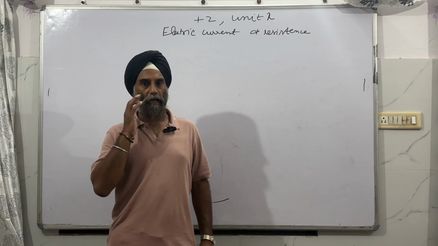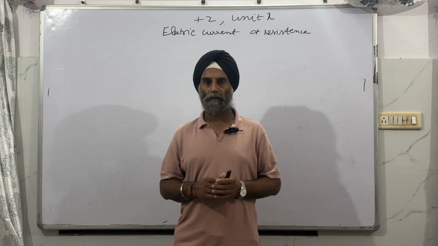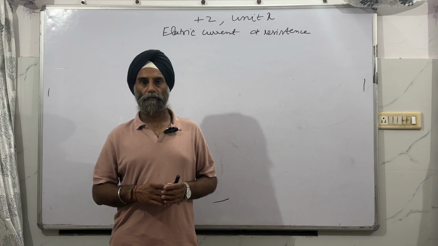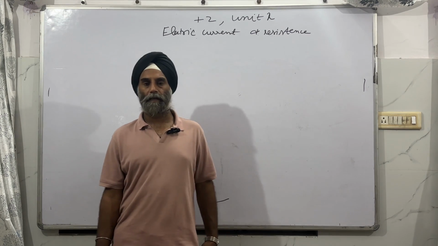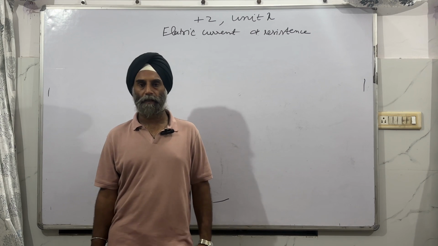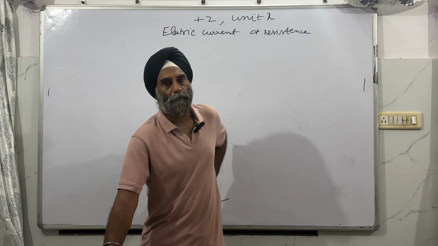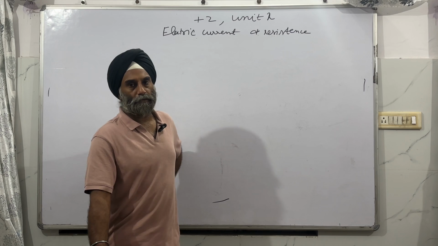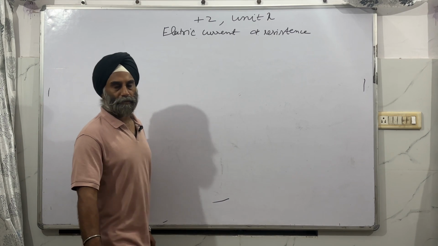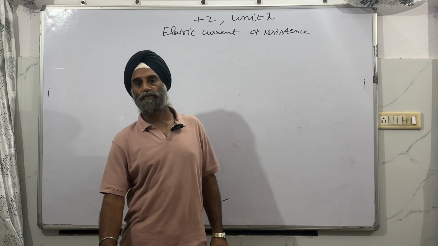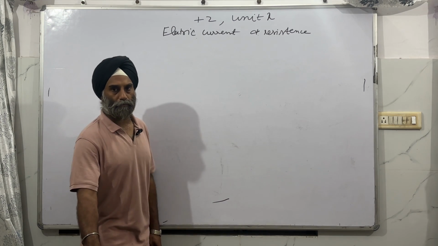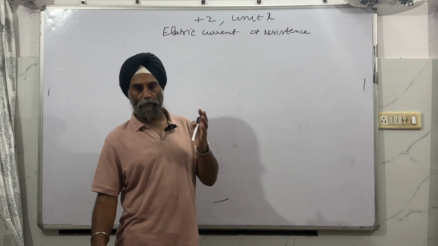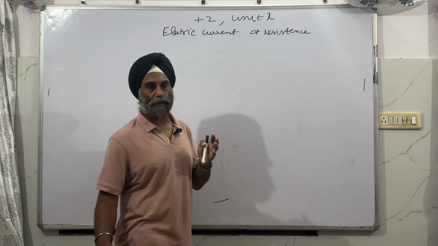Last time we did drift velocity in a conductor. We know that in every conductor there is a large number of electrons. They move freely like the molecules of a gas. Their random speed is 10 raised to 5 meter per second, but their average thermal velocity is zero, because velocity is a vector quantity and they move randomly. Speed will be there, but velocity is zero.